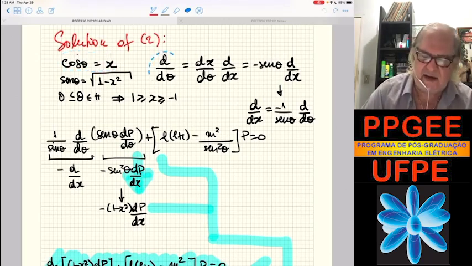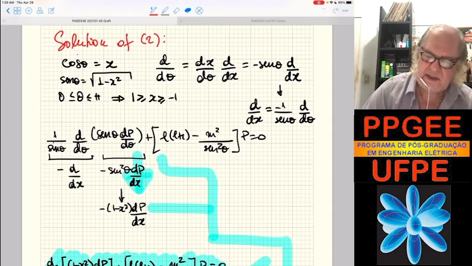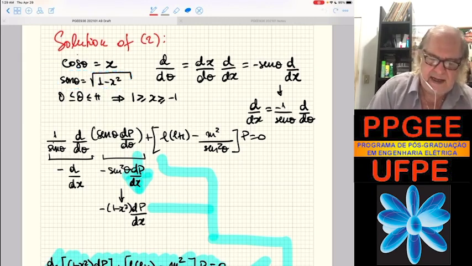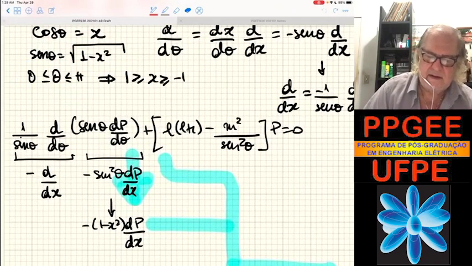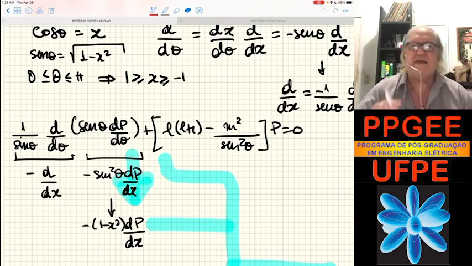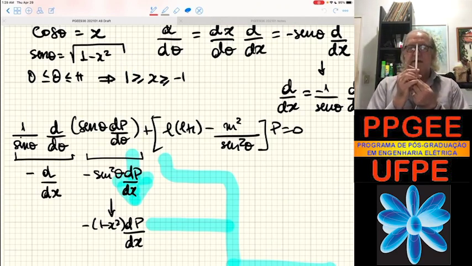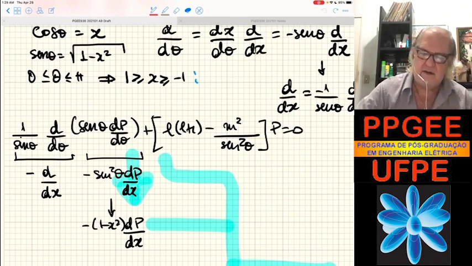So we do this changing variables. The derivative relative to theta equals d/dx times dx/d theta, which is minus sine theta d/dx. And sine squared theta is 1 minus x squared. Let's look at the domain here. As theta goes from 0 to pi, x goes from 1, since cosine 0 is 1, to minus 1 when theta equals pi. Okay.